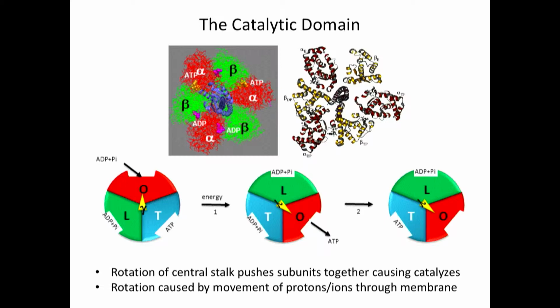Then there's a conformational change, which causes that gap to close, which pushes the arginine in, which does the catalysis. Then there's another conformational change which allows the product to come out. So you basically have three different sites, which have different stages in the production of ATP. What drives those conformations is the rotation of the central stalk.